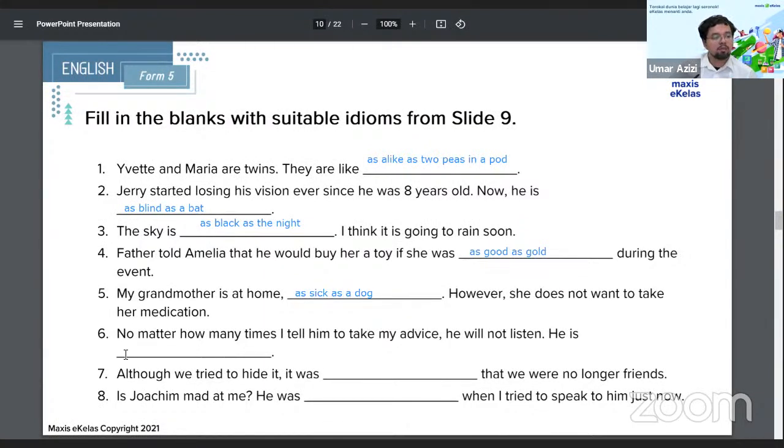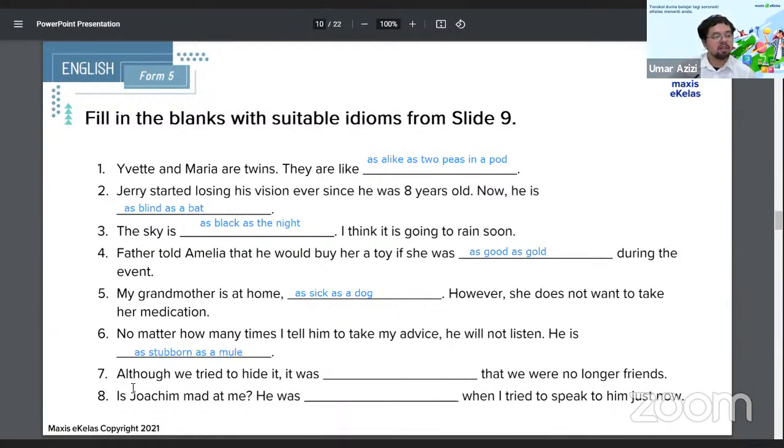No matter how many times I tell him to take my advice, he will not listen. Okay, now this one is about a situation about a person who does not want to take advice. He is as stubborn as a mule. There we go. So now we can use this one. So now we're sure that this isn't the answer for number 5.